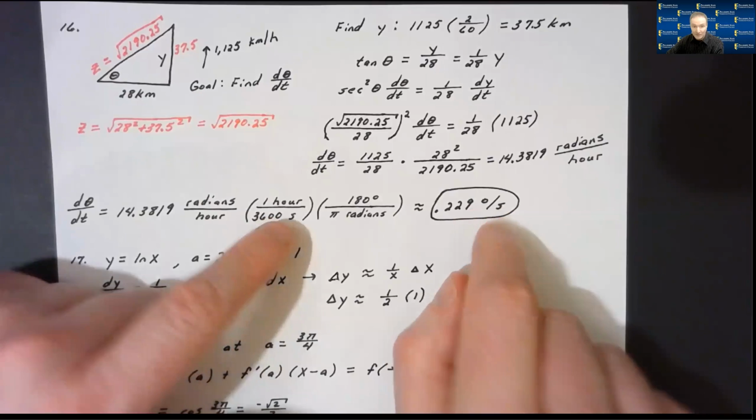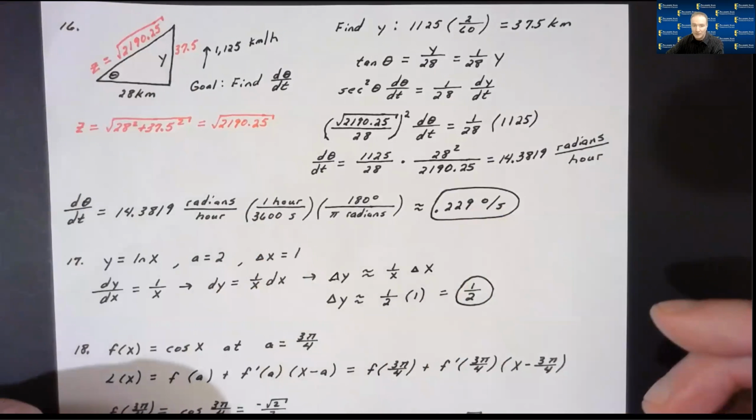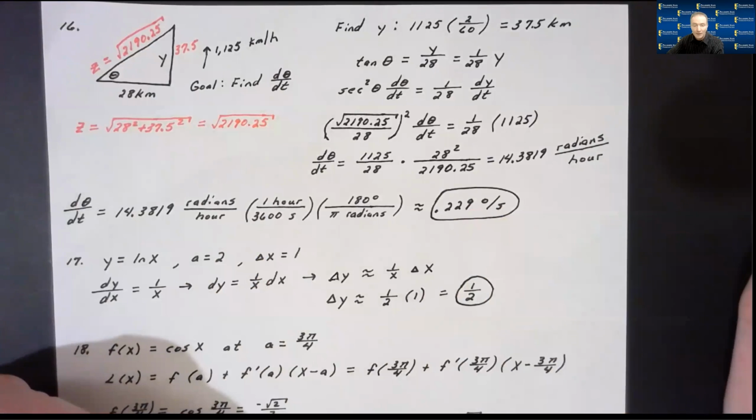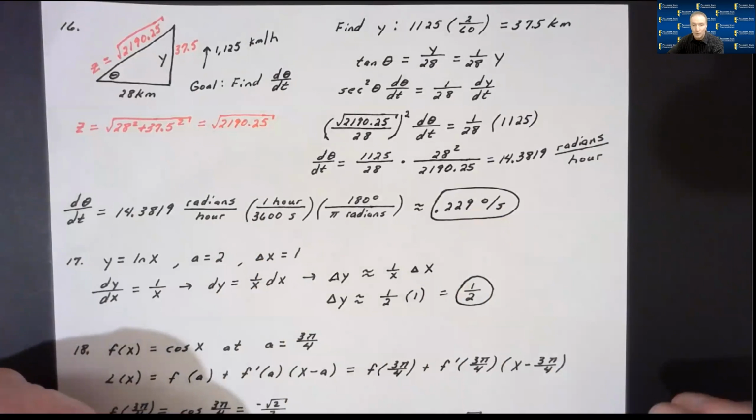And that makes a lot more sense to us rather than the 14.3819 radians per hour. You can actually see, okay, it's going to raise 0.229 degrees per second. So approximately about every 4.5 seconds, it's going to increase a degree in order to keep up with the path of the rocket at this instant in time.